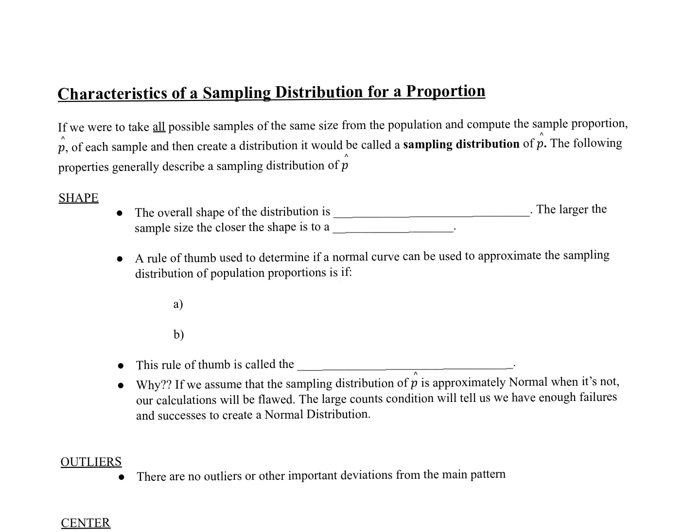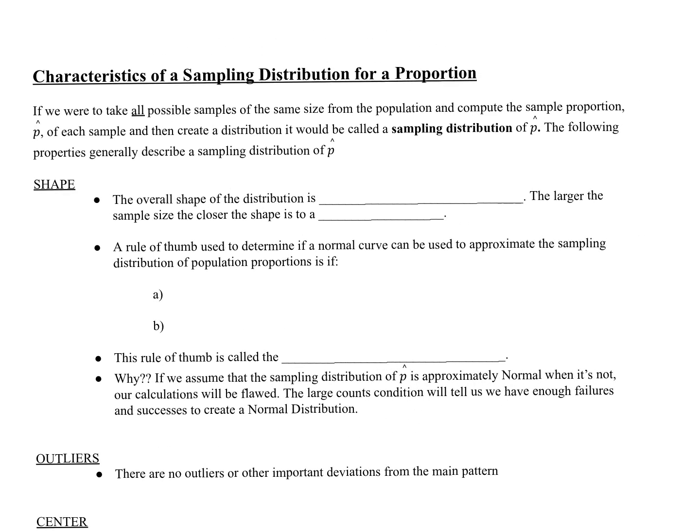So let's talk about putting all of these together. If we were to take all possible samples of the same size from a population and compute the sample proportion, p hat, of each sample, then create a distribution, that's how we get our sampling distribution for p hat. There are 3 things that we generally look at when we're describing a sampling distribution. We check its shape, its center, and its spread.